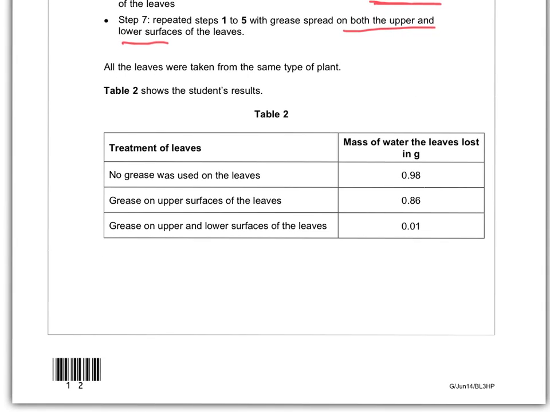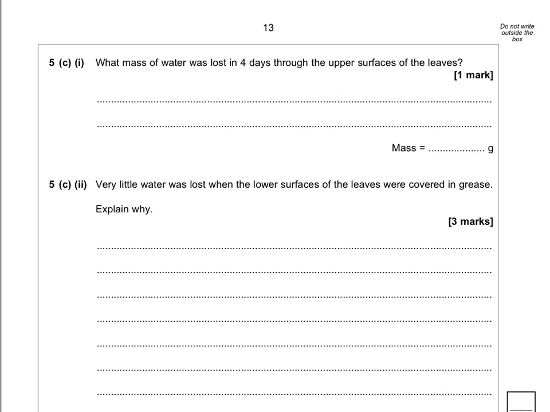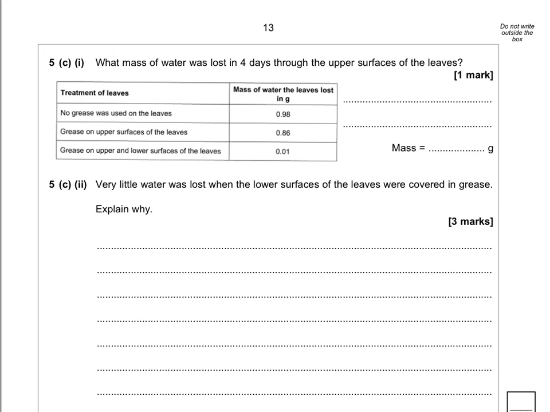Well, it says table 2 shows the student's results. When no grease was added, then the mass of water loss was that. With grease on the upper surface, less water was lost. With grease on both surfaces, whoa, hardly any water was lost. What's it going to want us to do with this information? Well, it says what mass of water was lost in 4 days through the upper surfaces of the leaves. Let's bring the table back. So it's saying what mass of water was lost in 4 days through the upper surfaces of the leaf?